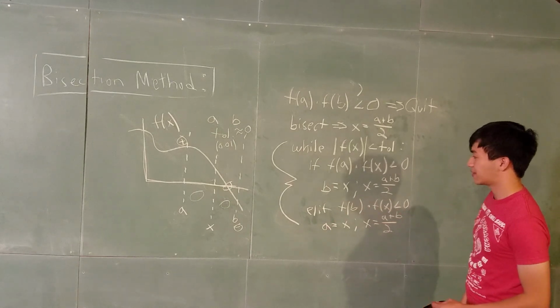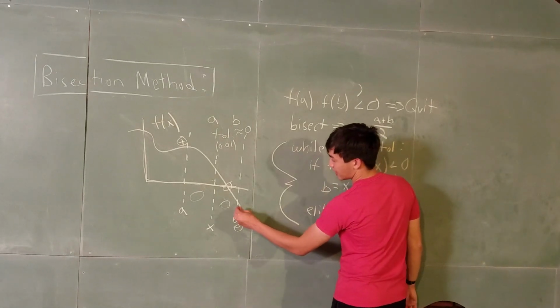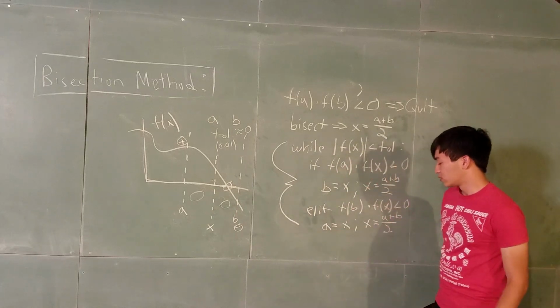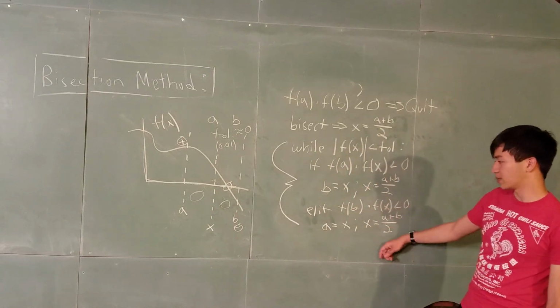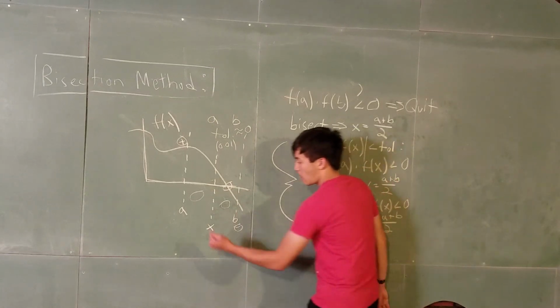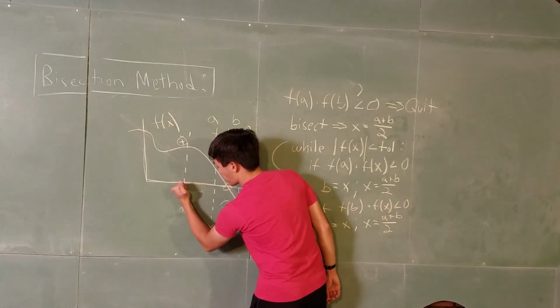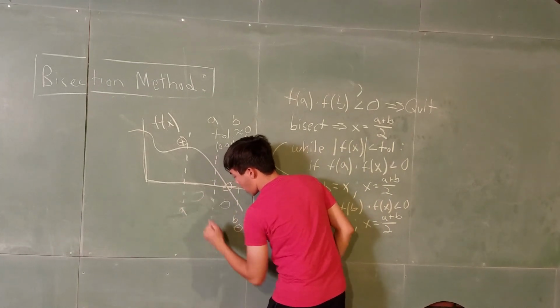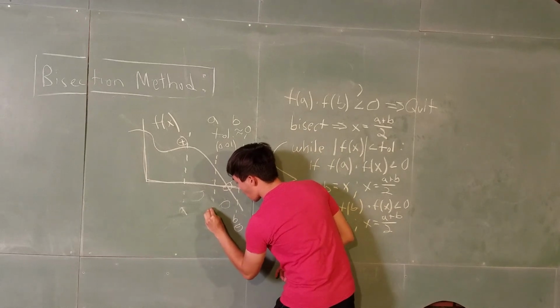Is f of b times f of x less than 0? F of b is negative, f of x is positive. Yes. So what we're going to do is set a to be equal to x, and we're going to divide. So then this one goes away, and this is our new a. And then we bisect.